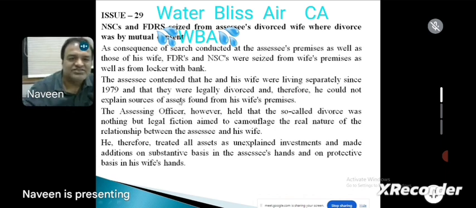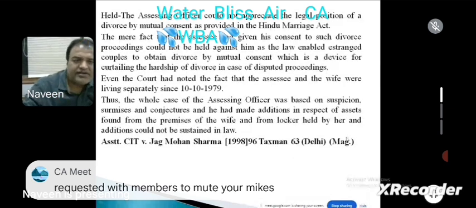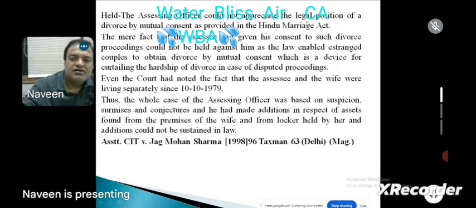The tribunal held that the assessing officer could not appreciate the legal position. The court came down heavily on the assessing officer, saying you are not able to appreciate the legal position of a divorce by mutual consent as provided in the Hindu Marriage Act. The mere fact that the assessee gave his consent to such divorce proceedings could not be held against him, as the law enabled estranged couples to obtain divorce by mutual consent, which is a device for containing the hardship of divorce in case of disputed proceedings. Even the court has noted that the assessee and his wife are living separately since 10/10/1979. Therefore, the whole case of the AO was based on suspicion, surmises and conjectures, and the additions with respect to assets found from the wife's premises and from the locker held by her could not be sustained in law.